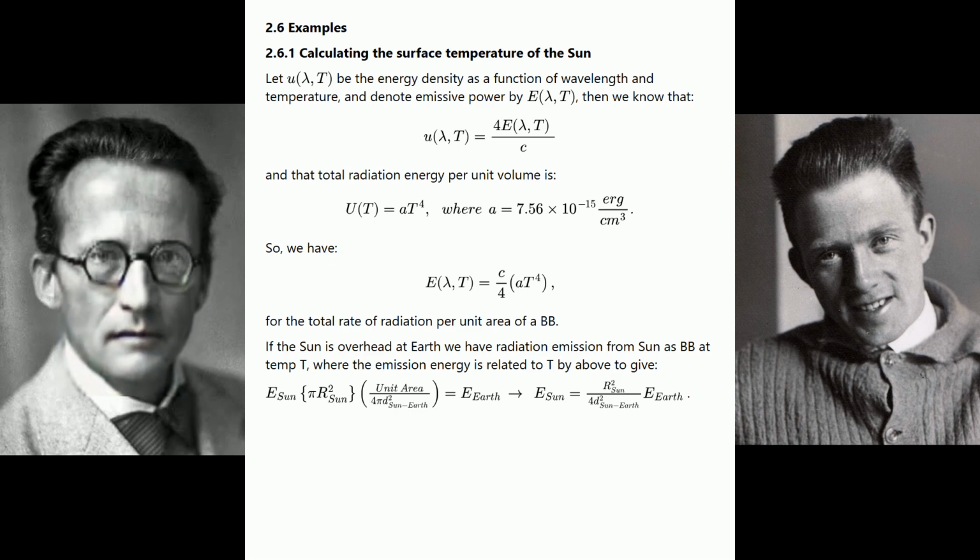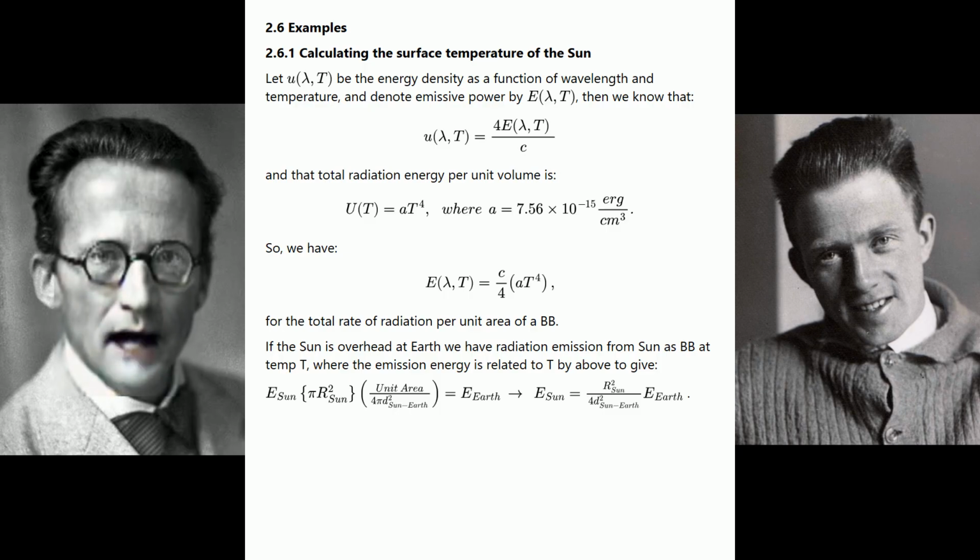2.6 Examples. 2.6.1 Calculating the surface temperature of the Sun. Let u(λ, T) be the energy density as a function of wavelength and temperature, and denote emissive power by E(λ, T). Then we know that, see the equation, and that the total radiation energy per unit volume is, see the equation. So we have, see the next equation, for the total rate of radiation per unit area of a blackbody.